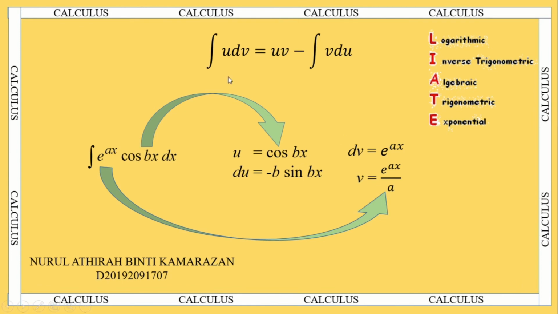I will talk about the topic integration by parts. This is the formula of integration by parts: uv minus the integral of v du. And this is the LIATE layer table.